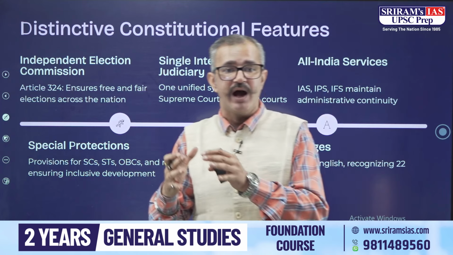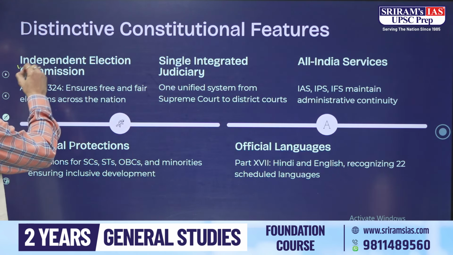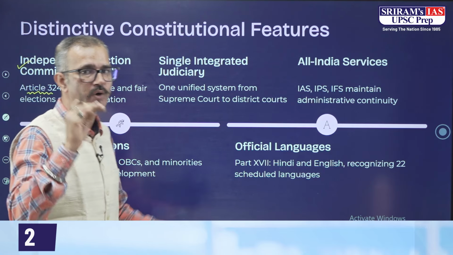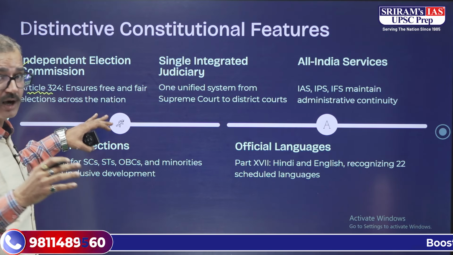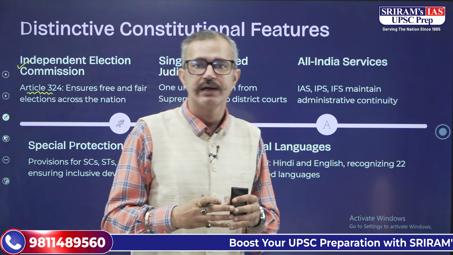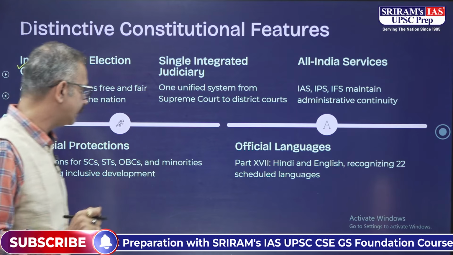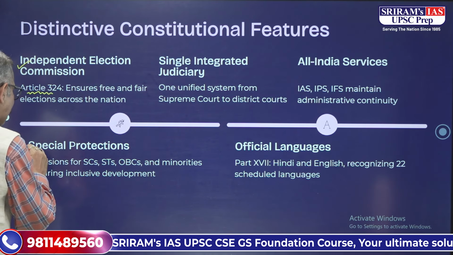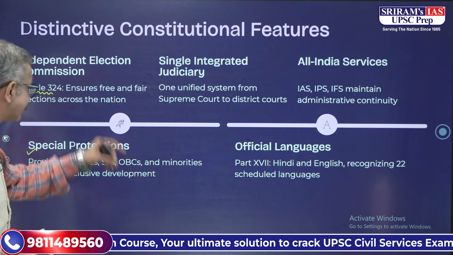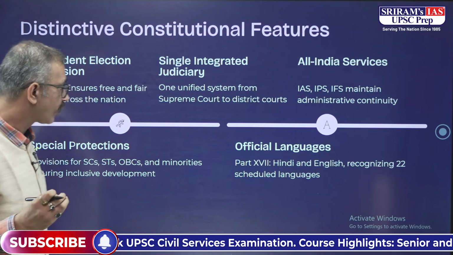Along with this, we have other distinctive constitutional features, like the Independent Election Commission under Article 324, which ensures free and fair elections throughout the country. The Election Commission is responsible for conducting various elections apart from the elections of panchayats and municipalities. Along with this, there are special provisions for scheduled castes, scheduled tribes, as well as other backward classes and minorities, that ensure their inclusive development in our Constitution.